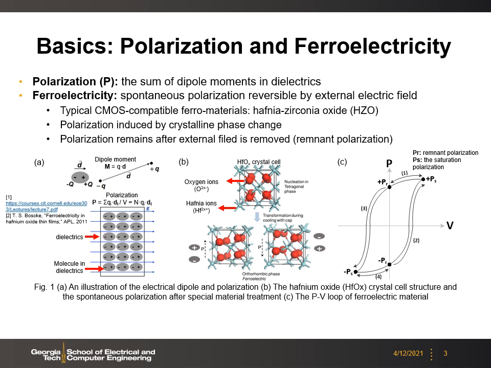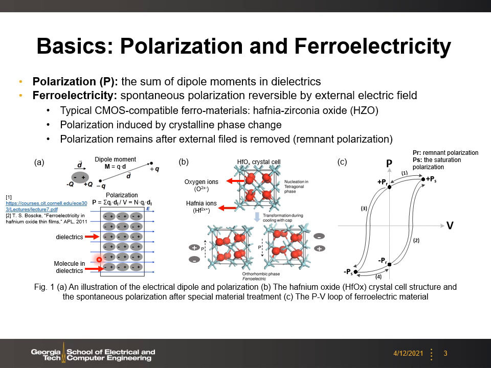Let's first review the basics of polarization and ferroelectricity. Polarization is defined as the sum of the dipole moments in dielectrics. So in normal dielectrics, the dipole directions are randomized after the electric field is removed. But in ferroelectric material, the dipole directions are aligned with the electric field and they remain after the electric field is removed. Therefore, there will be a remnant polarization.